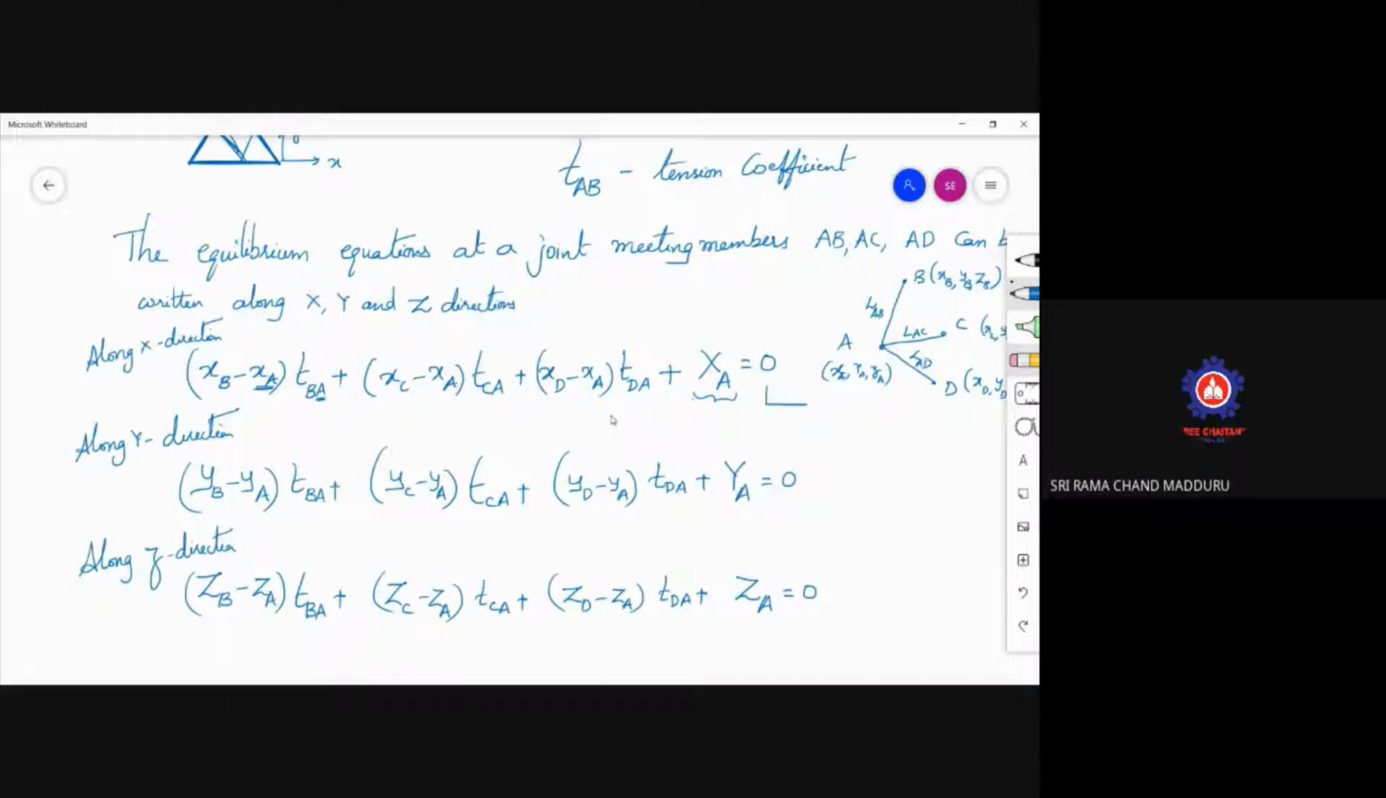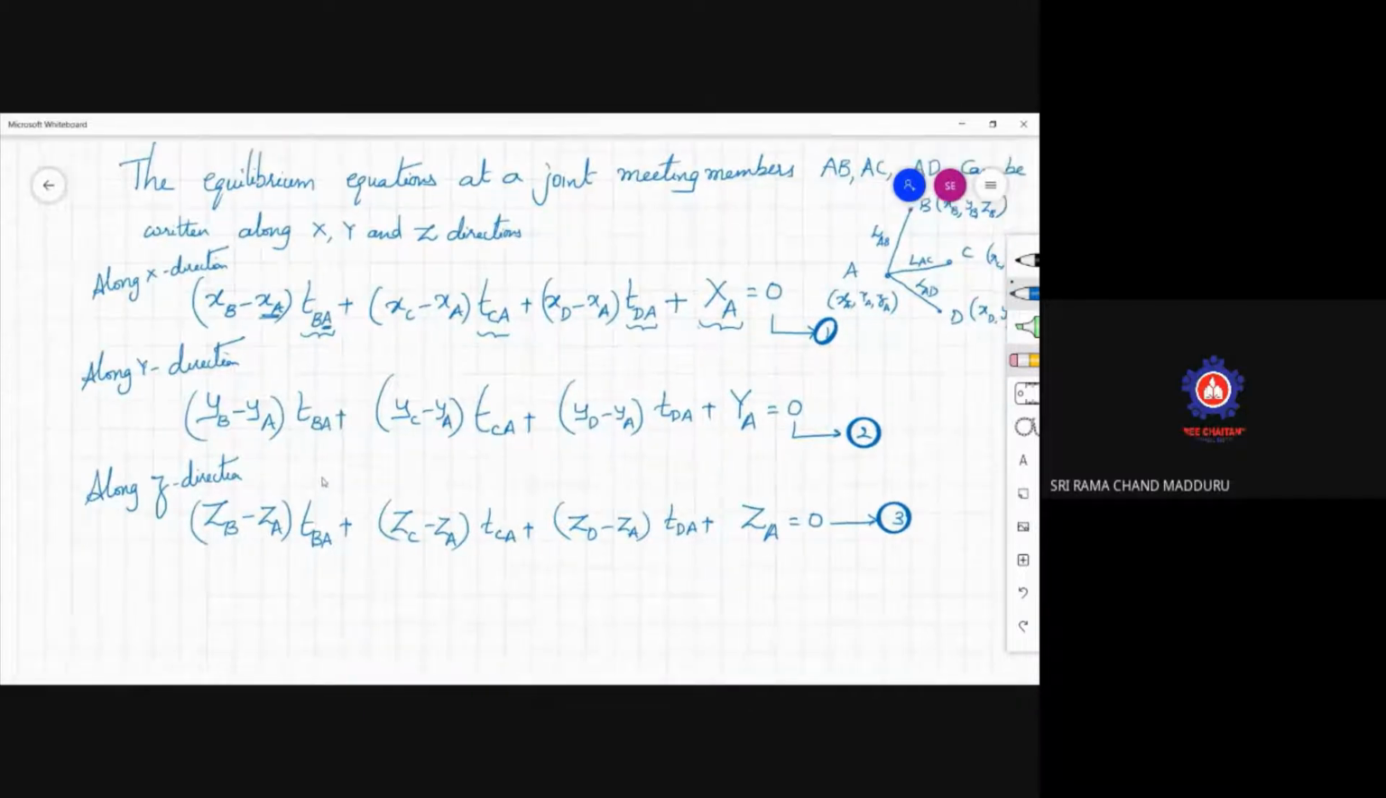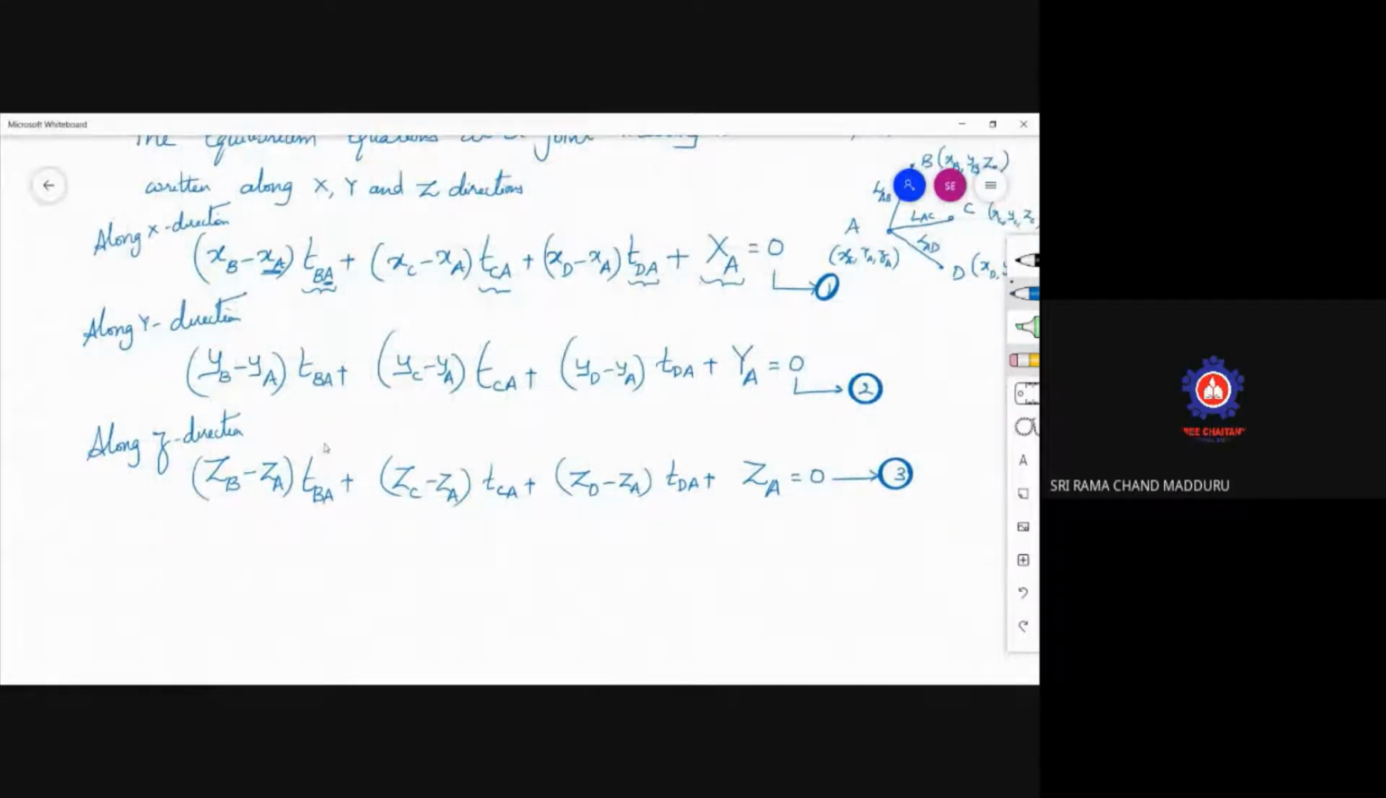So this is your equation number 1, this is equation number 2, this is equation number 3. So there are 3 equations. Just understand the tension coefficients here. How many tension coefficients are there? You consider the 3 tension coefficients. So once again, there are 3 equations and 3 unknowns. You can get the tension coefficients. After getting these tension coefficients, TBA, TCA, TDA, you have to get the length of the members, LAB or LPA.